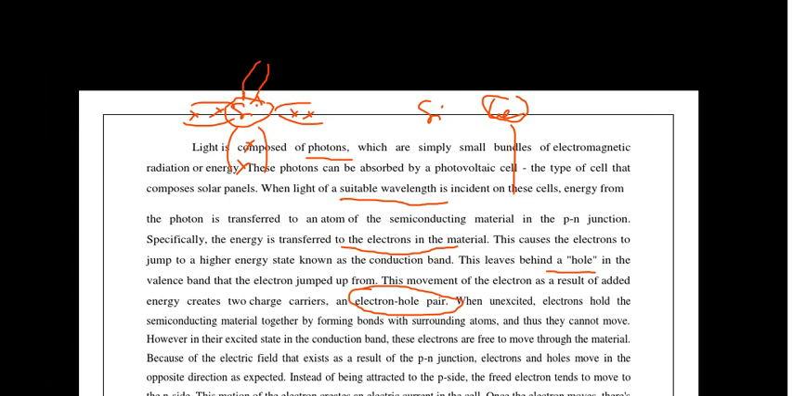So here too it forms the covalent bond. When the photon is incident, it will break down because of this energy, and the electron will remain free, and it creates a hole here. So that is the actual thing happening.